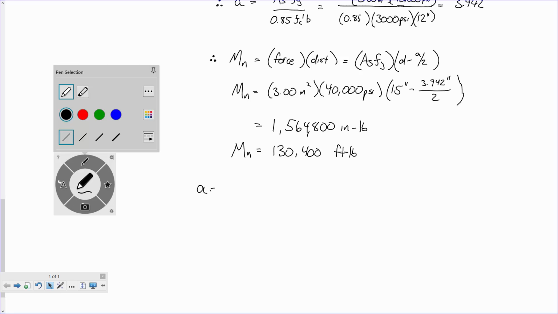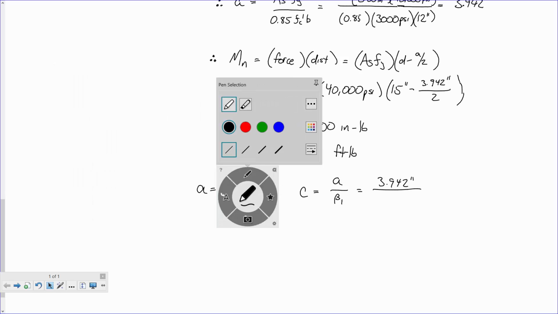Well, A is beta 1 times C. So therefore, C is A over beta 1. Now A, that's simple: 3.942 inches. What's beta 1? Well, go to our handy-dandy little guide. I know this equation looks like a mess, but here's a simple way of interpreting that equation. I'm going to draw it over here on the left.